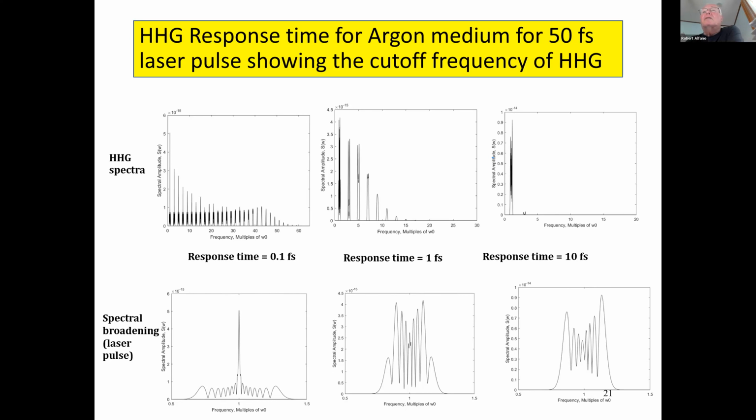So it's critical that the response time of the material be under a femtosecond to get significant HHG. That's the key. Otherwise, you just get spectral broadening. The slide on the bottom is the spectral broadening associated with each of these response times of the Kerr medium. Remember, the pulse width is 50 femtoseconds or a picosecond. It doesn't matter. What matters is the response time of the material.